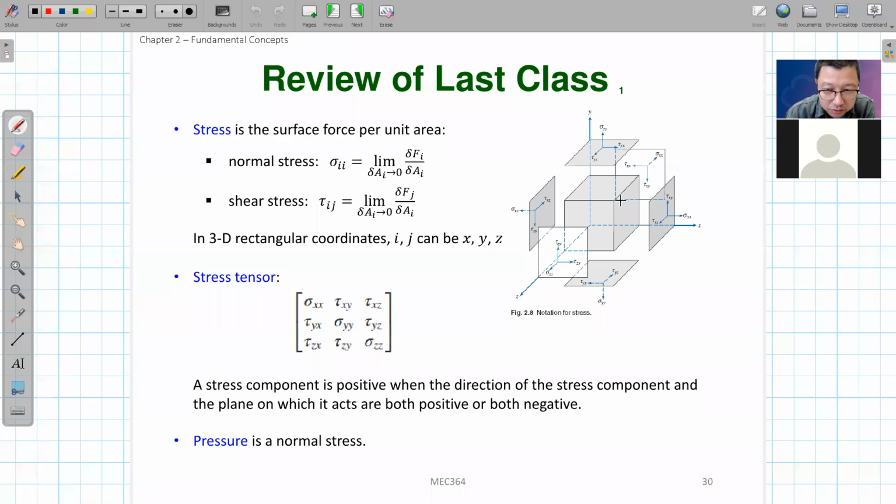This picture on the right-hand side shows a cube in the fluid. It will have 6 faces, and on each face you can have one normal stress, and you can also decompose any shear stress into two shear stresses on the major x, y, z axes. And for the shear stress, for this cube in the fluid, right?